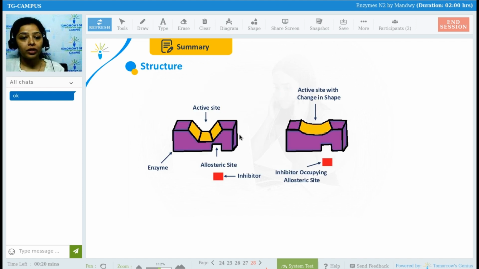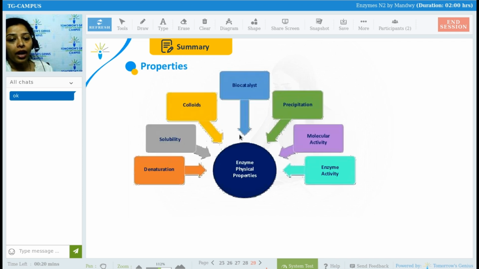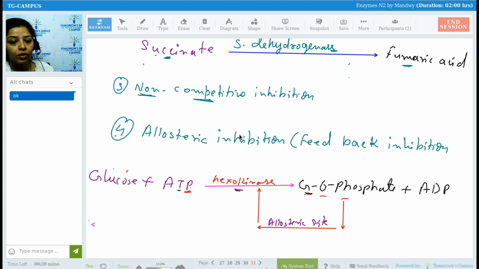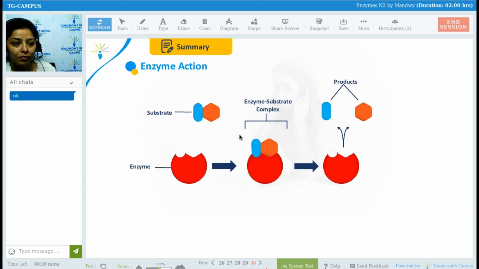So this is all about the enzyme: the structure, the properties, and the mechanism of enzyme action. Clear? Yes, ma'am. Ma'am, what is the major difference between non-competitive inhibition and allosteric inhibition, ma'am?